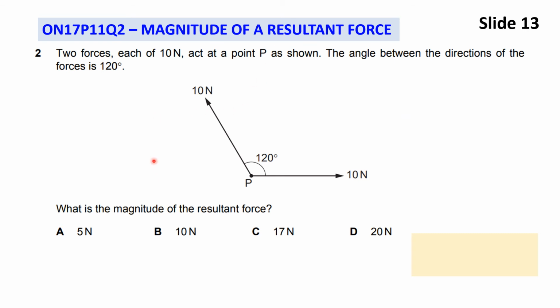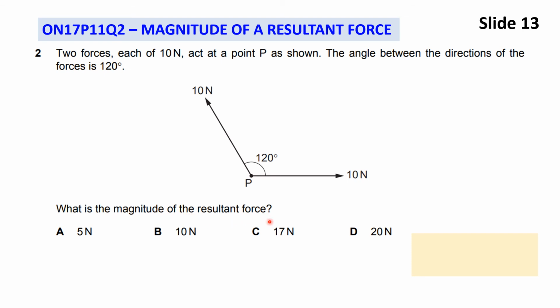Here is another example of a paper 1 past exam question to find the magnitude of a resultant force, and I'm going to solve this problem using the triangle method. Two forces, each of 10 newtons, act on a point P as shown. The angle between the directions of the forces is 120 degrees. What is the magnitude of the resultant force?